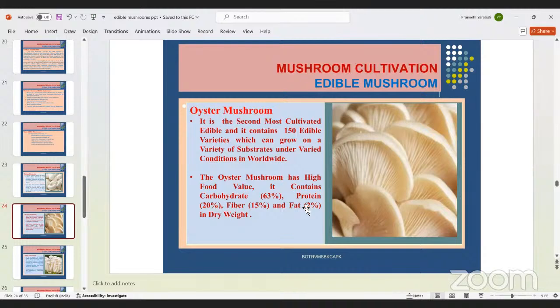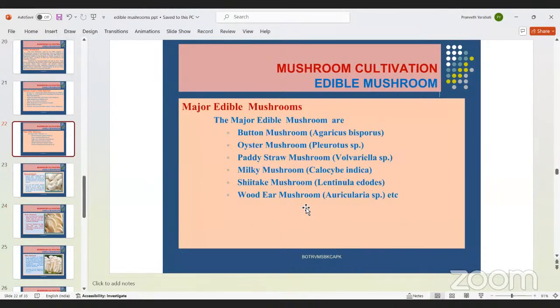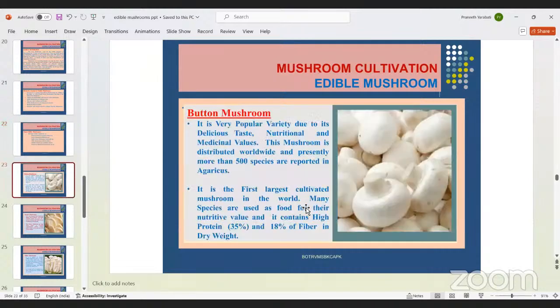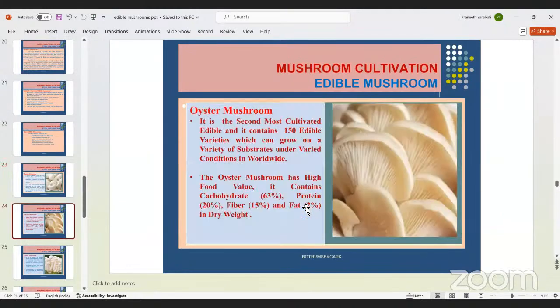Okay, so second one, that is the oyster mushroom. The oyster mushroom has a high food value. It contains 63% carbohydrates and 20% proteins and 15% fiber and 2% fat in the dry weight. The scientific name of the oyster mushroom is Pleurotus species. First one, button mushroom, that is Agaricus bisporus. Second one is Pleurotus, oyster mushroom.